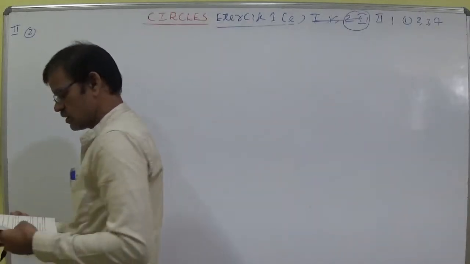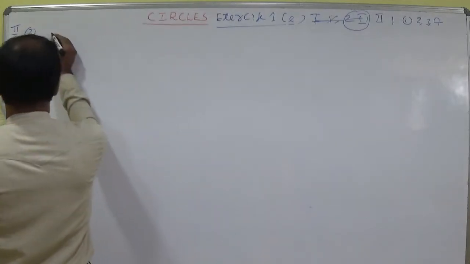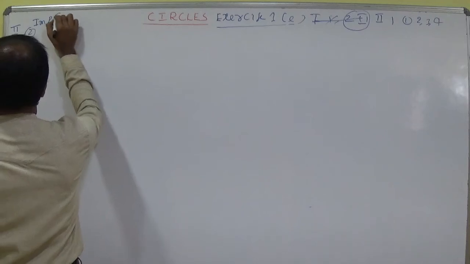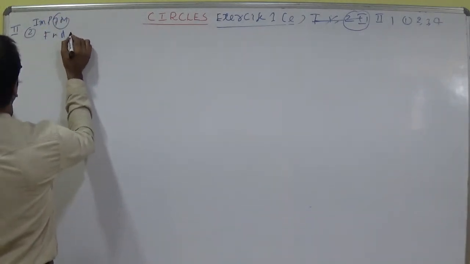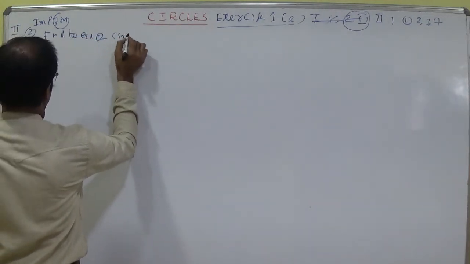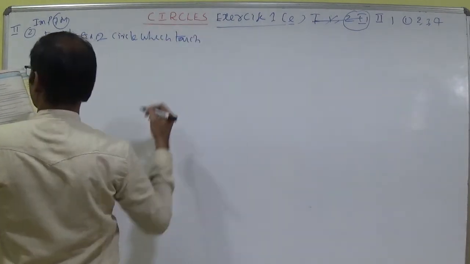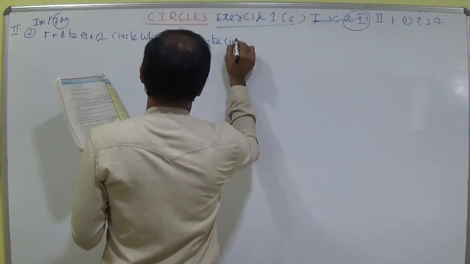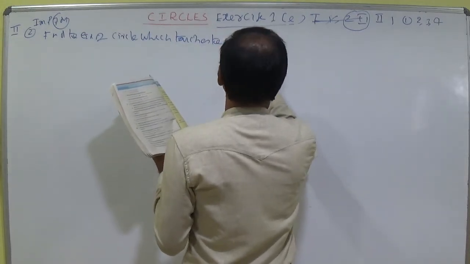Students, this is important. In level 2 objective, the same question was also there. Important 7 mark, but a very easy question. Given an IP, find the equation. Find the equation of circle which touches the circle.